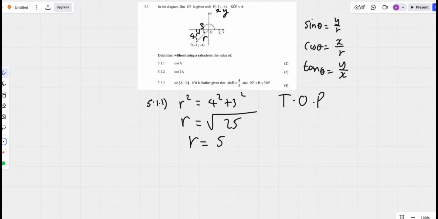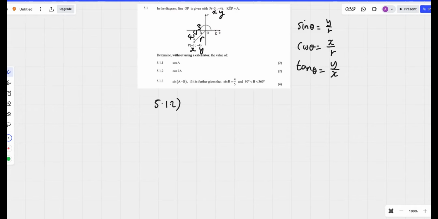So now we have our x, we have our y, and now we have our r. So therefore, cos A is equal to x over r, which is equal to -3, okay, not -5, sorry, -3 over 5. Okay, and we're done with that too.